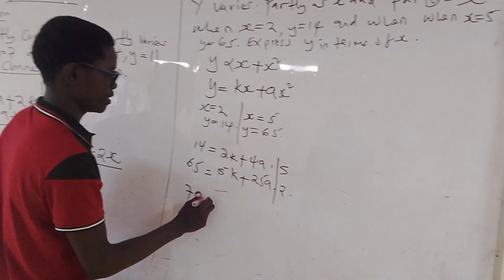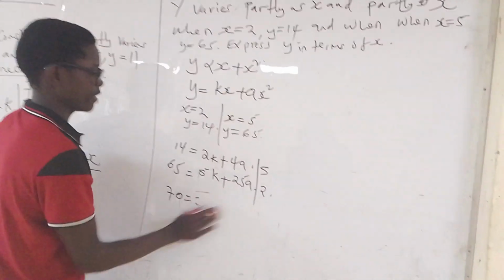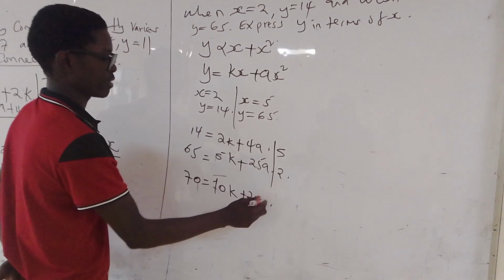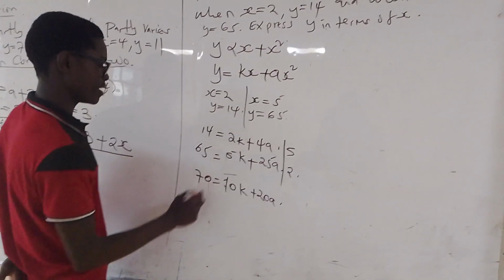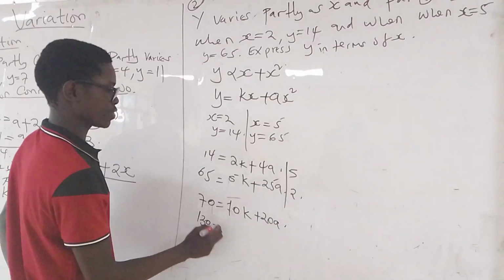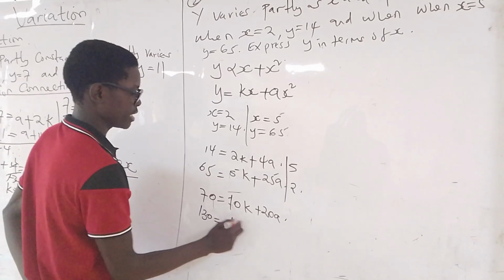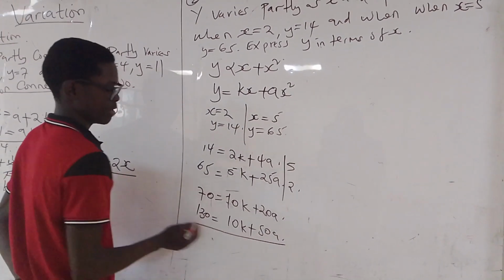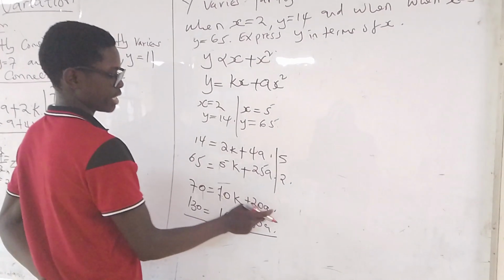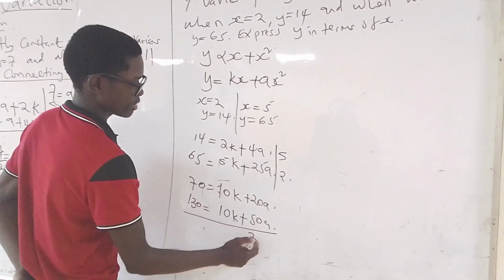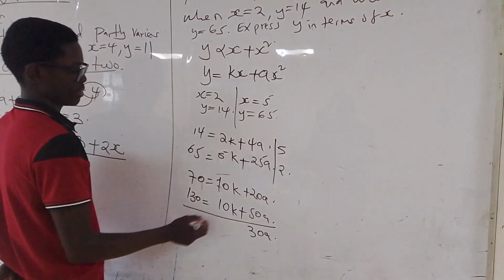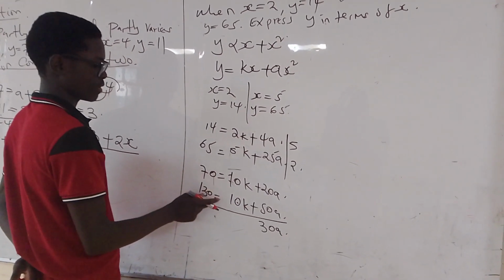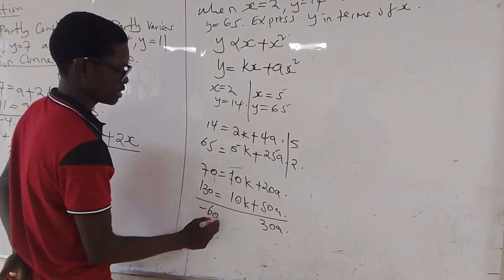That is 70 equals 5 times 2, that is 10k plus 20a. Then 2 times 65, that is 130 equals 2 times 5, which is 10k plus 50a. So we eliminate this one. So 20a minus 50a, that is 30a. And 10k minus 10k, that is 0. So 70 minus 130, that is negative 60.